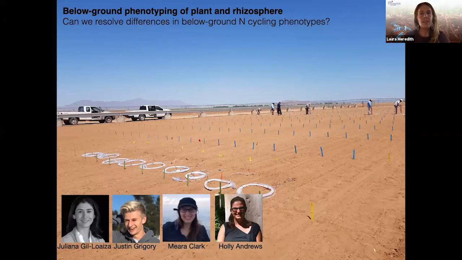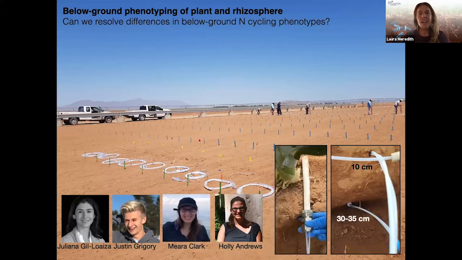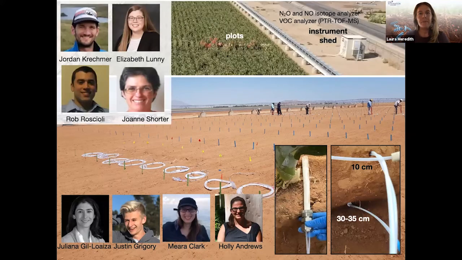And so we installed these soil gas probes in the bare field before the planting began. This was a huge effort in a very hot and dusty site. And the soil probes were installed at 2 different depths. And then we installed an instrument shed that housed a nitrous oxide and NO isotope analyzer and also a VOC analyzer nearby to our plots.